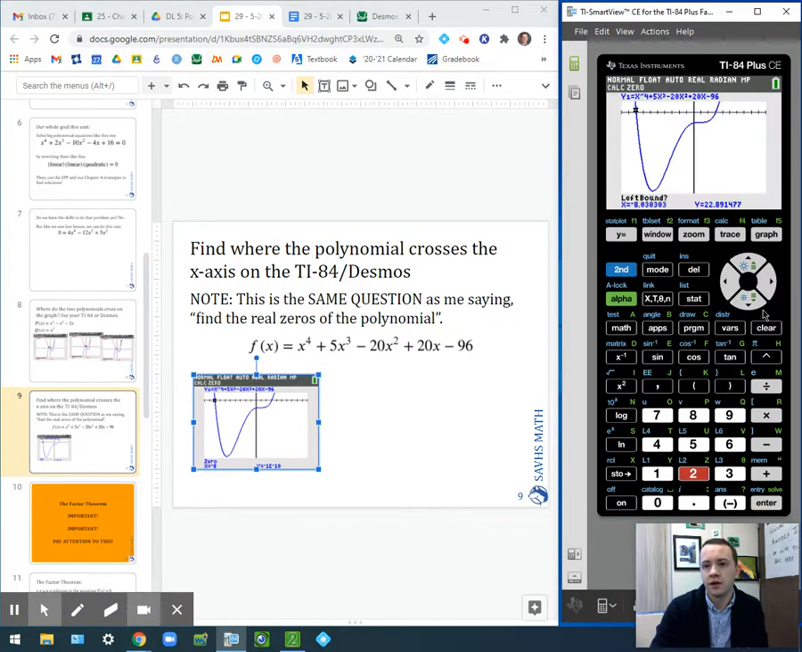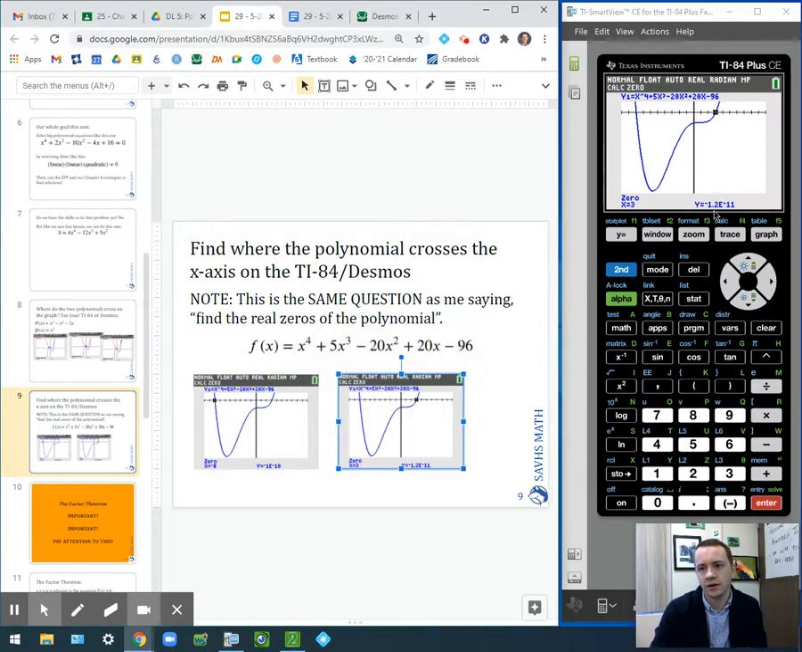Second trace, we're going to do the whole thing again for the other spot. So left bound is over here. Right bound, go a little bit further over to the right. Here we go. And then guess just has to be in between those two. There it is. And again, we get another really tiny number right here that's so close to 0 that we can just call it 0. So our answers are x equals -8 and x equals 3.